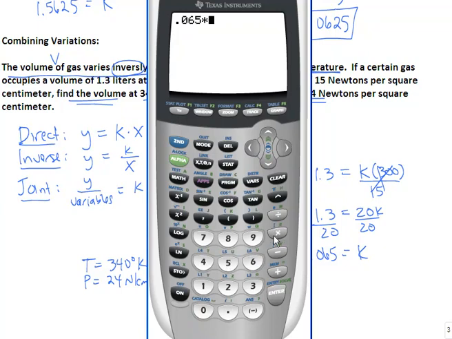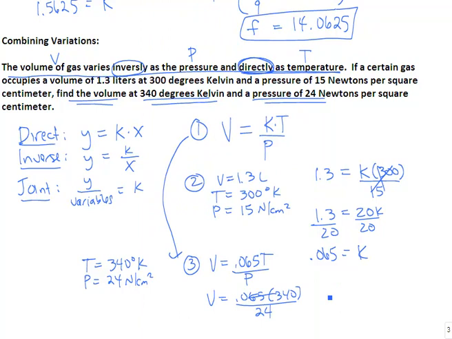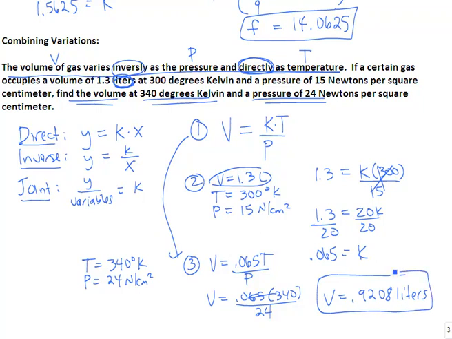And if I substitute that into my calculator, we want 0.065 times 340 divided by 24. So our answer, we're going to have to round this off a little bit. I might say it's 0.9208. So our volume is 0.9208. And what were the units on our volume earlier? Remember, our volume was 1.3 liters. So that's going to be the same units that we want for our solution. So our answer is 0.9208 liters.